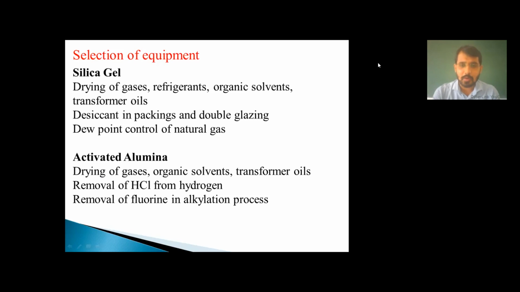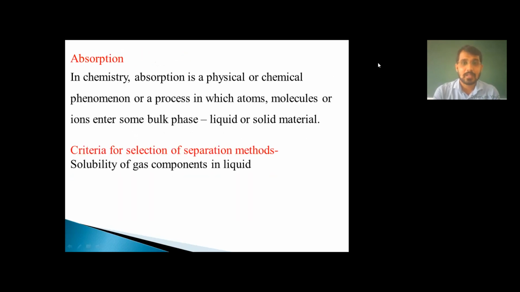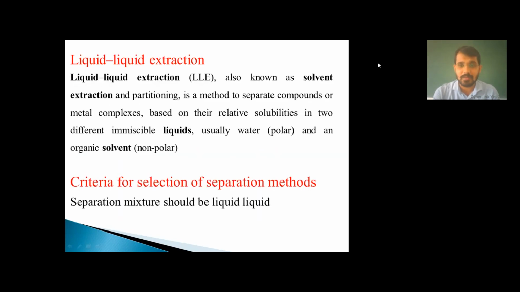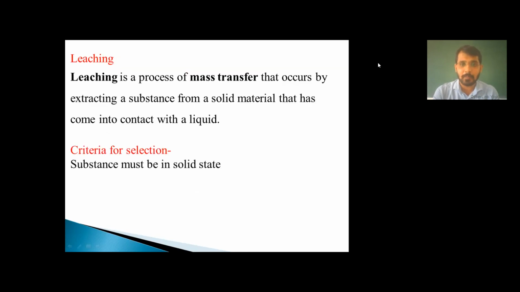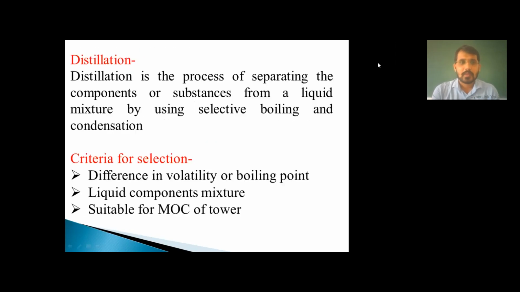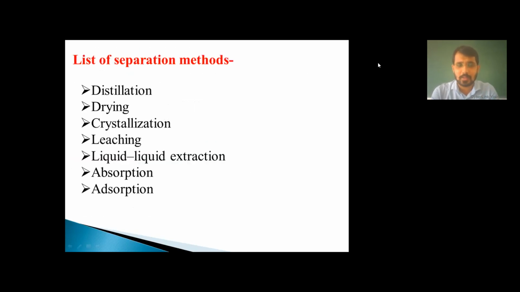So this is all about separation methods. This question can be asked in your exam for 7 marks. How to write? I'm repeating. You have to write all these processes in a list first. After that, you have to explain in 1 to 2 lines each and every concept. Means you have to define distillation, drying, crystallization, and all processes. After that, criteria, and after that, equipment names.